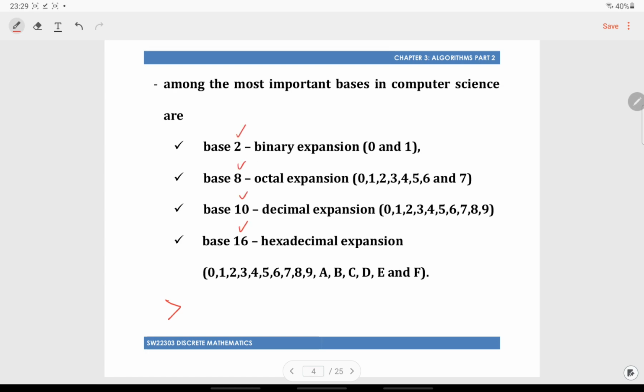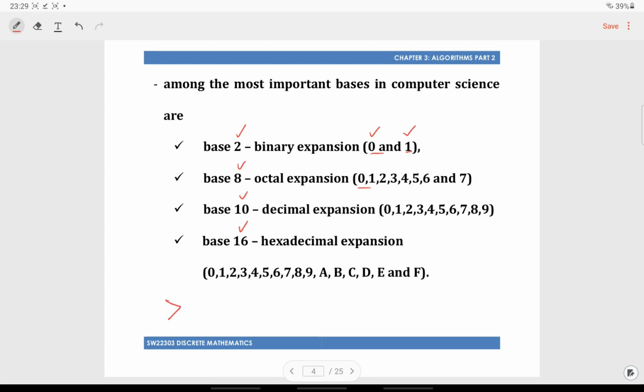Base 2 is called binary expansion, so it contains a combination of two digits, 0 and 1. Base 8 we call octal expansion. It is a combination of 8 digits, from 0 up to 7. That means in base 8 representation there is no digit 8 or 9, only 0 up to 7.